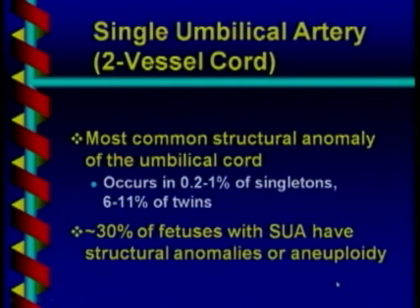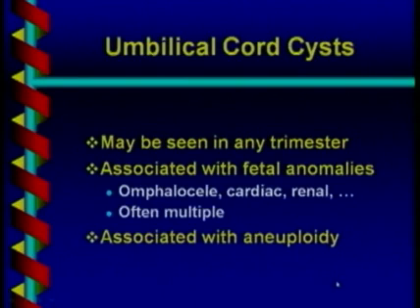Now, why is it important to know if there's a 2-vessel cord instead of a 3-vessel cord? Well, this abnormality, which occurs in up to 1% of singletons and quite a bit more commonly in twins, is important only because there is a fairly high chance, up to about 30%, that a fetus with a single umbilical artery has structural anomalies or aneuploidy, abnormal chromosomes. So when you see a single umbilical artery, it's important to take a very, very careful look at the rest of the baby.